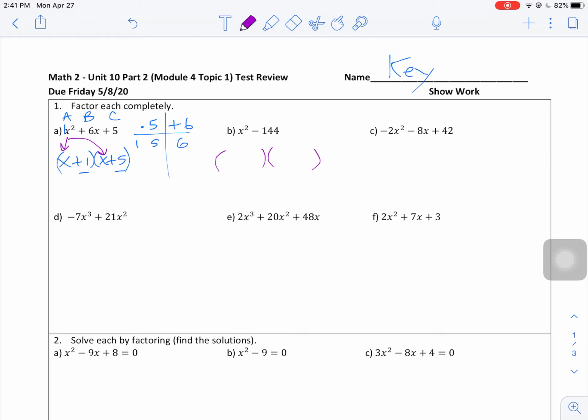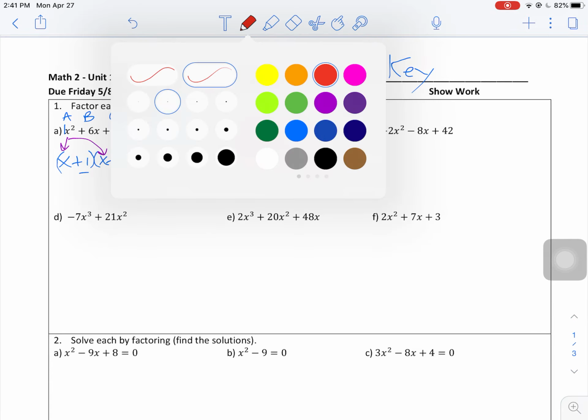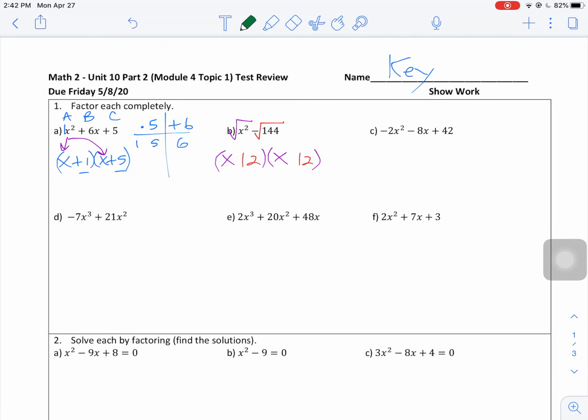So on this particular problem, yes, x squared is a perfect square. So you do the square root of the first term, so square root of x squared is x, and that goes in the first slot in the 2 sets of parentheses. And then you do the square root of the second term, so square root of 144 is 12. That goes in the second slot of the 2 sets of parentheses. Make one positive, make one negative, and then that's it. That's your answer.